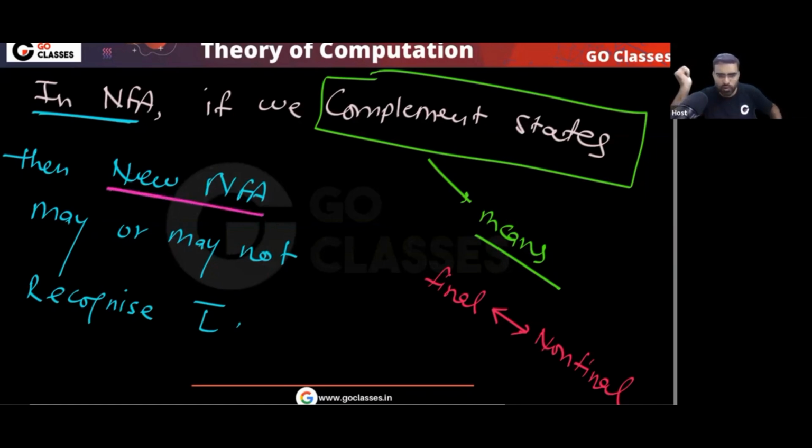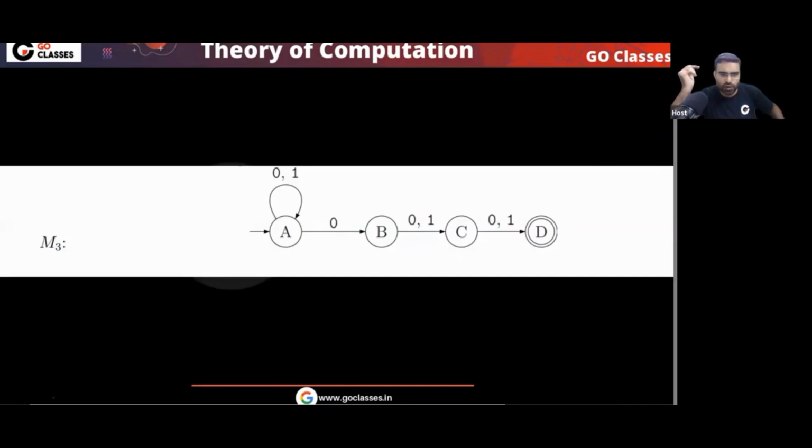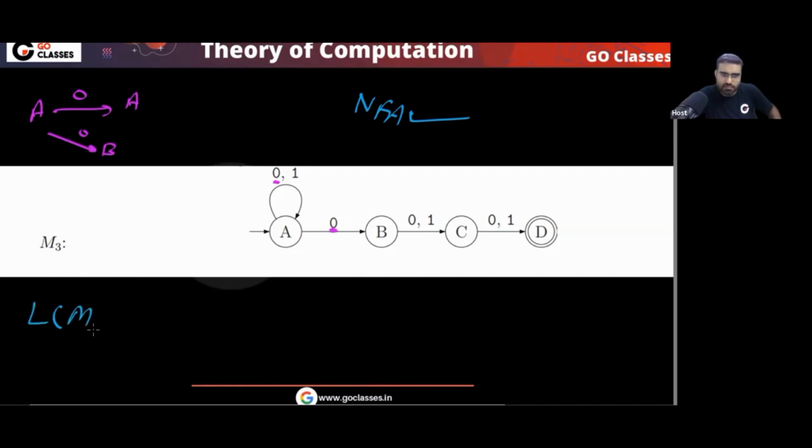Okay, so let me give you a proof. For example, consider this NFA. First of all, you tell me, is this DFA or NFA? Yes, this is NFA, because you can notice from this state A on 0, you have more than one transition: you can go to A or you can go to B. So this is NFA. Now you tell me, what is the language of this NFA? It is, I can say, the third symbol from right is 0. Yes or no?